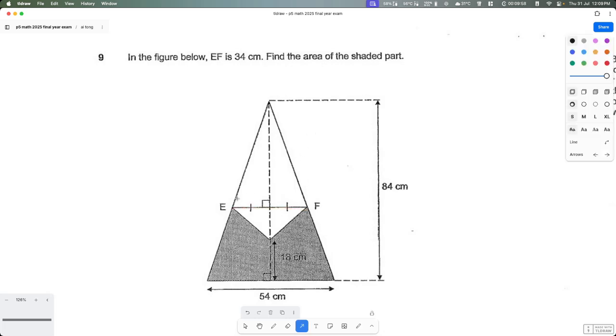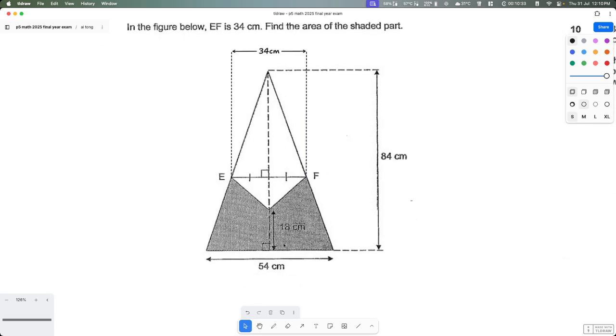I'm going to draw an arrow to say this is 34, not 30, 34 centimeters in this case over here. Then I'm going to draw a line that says E, N, F over here, even though it's not very straight. Okay, something like this. And then over here as well, F. So 34. Find the area of the shaded part in this case.